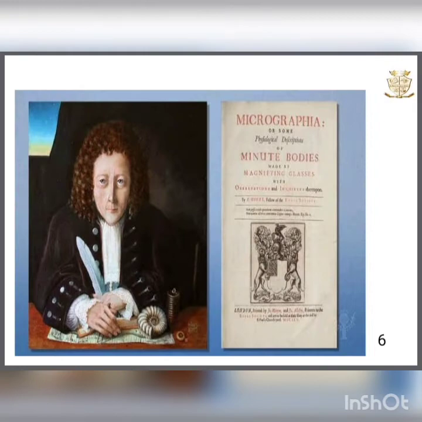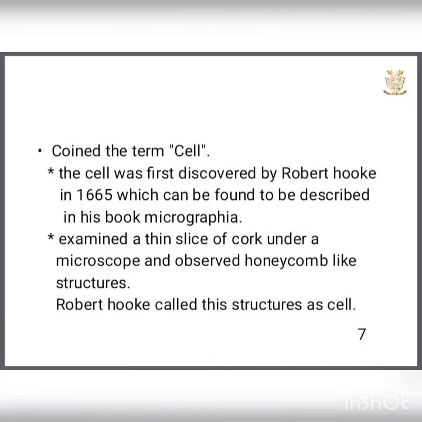Robert Hooke. The cell was first discovered by Robert Hooke in 1665, which can be found described in his book Micrographia. He examined a thin slice of cork under a microscope and observed honeycomb-like structures. Robert Hooke called these structures cells.